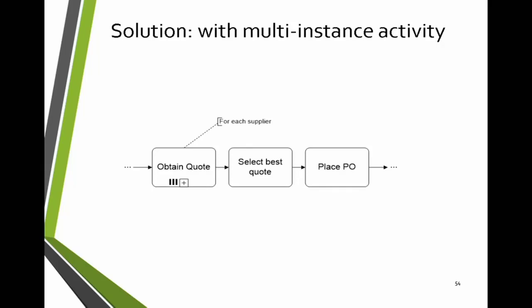In any case, you always know exactly how many times you do obtain quote before you do the first execution, right? Before you start this multi-instance activity, you know exactly how many instantiations need to happen. That's different from the loop marker. There you don't know. There the looping is determined by the loop condition. It's not fixed beforehand, but with this it is.